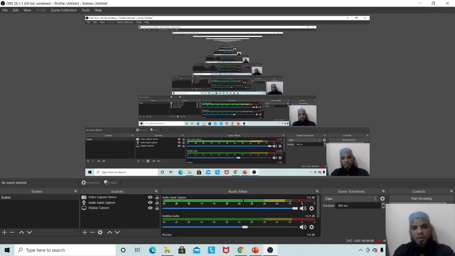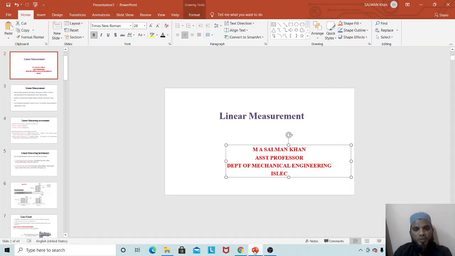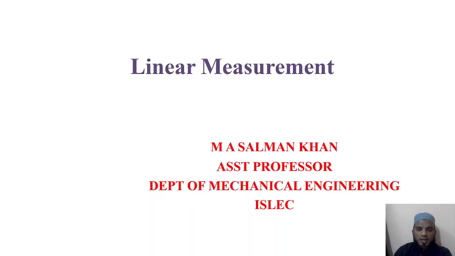Welcome to our next lecture of metrology and instrumentation. So in this lecture we are going to discuss linear measurement. Let us see what linear measurement is and how we are going to measure by using various devices.